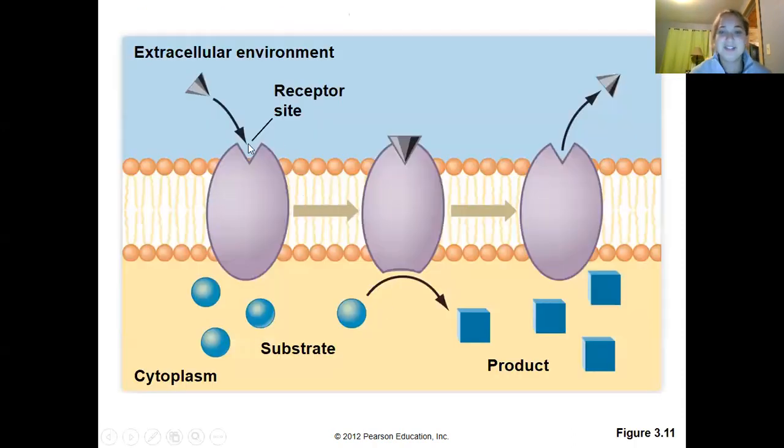So here's a receptor site. Once that receptor goes in, it's going to cause a reaction. So there's a substrate and then the product. And then that receptor will leave.